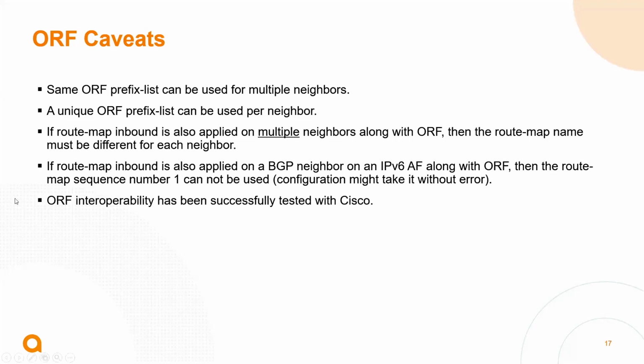The next one is if the inbound route map is also applied on the BGP neighbor for the EVPN address family along with ORF, then route map sequence number one cannot be used. That's also something that needs to be considered because there is no warning in the CLI for that. You will get no error, but it might not work. And finally, we have successfully tested ORF interoperability with Cisco. We'll get back to you with the list of platforms on Cisco that have been tested.